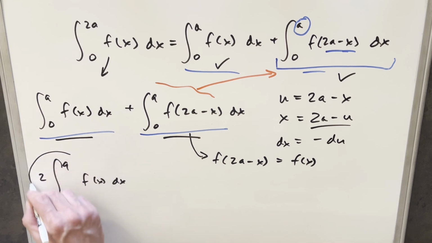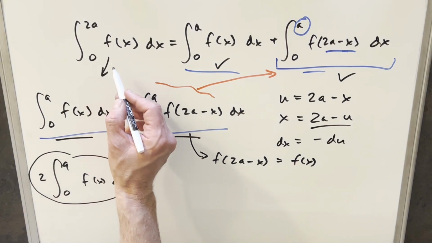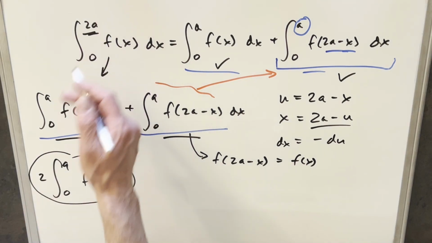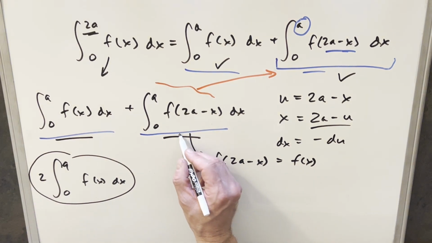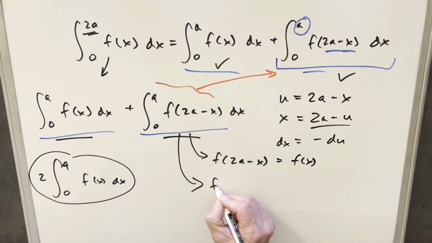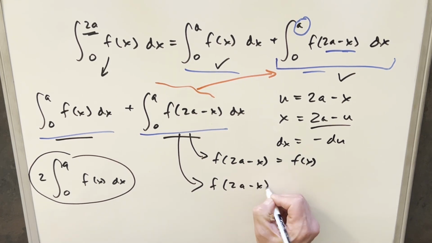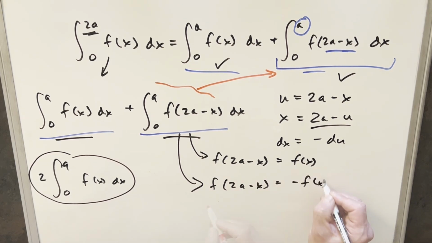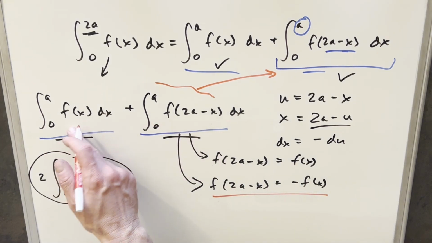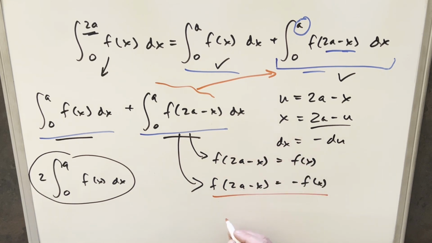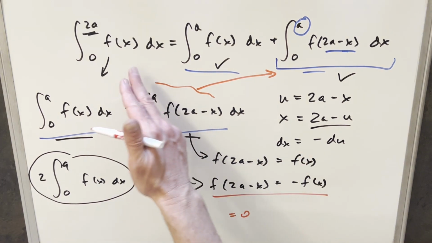And we showed this principle in an earlier video, which is nice because all it does is take the bound from 2a and split it in half and bring a 2 out front. So this can be pretty useful. But the other scenario with this second part is what if f of 2a minus x is minus f of x? Well, that's pretty nice too, because if you take minus f of x and plug it back in here, we have this integral minus itself, and then the whole thing becomes 0. So this was another principle we found and a quick way to find that a whole integral is just 0.